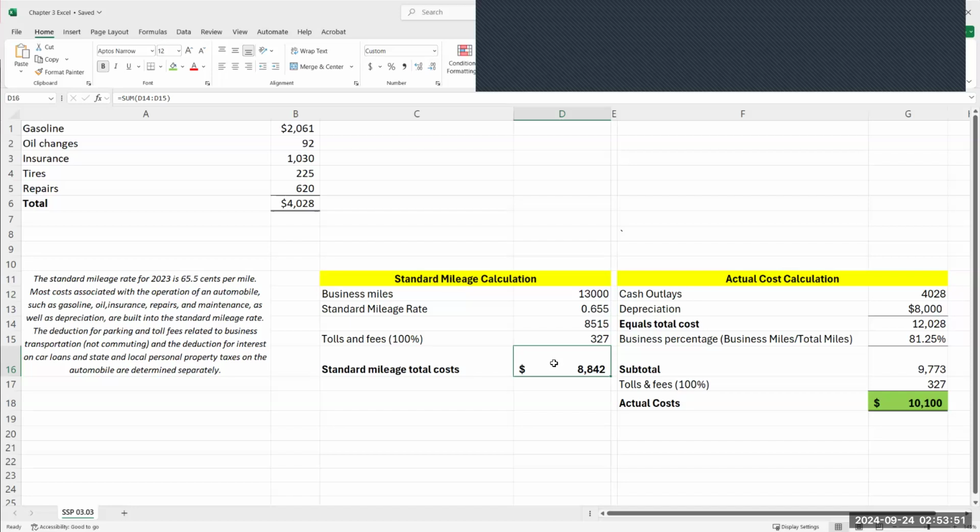But a change to the actual cost method can be made in any year. So keep that in mind. Again, I'm going to say it again so you understand. Of course, in this case, the 10,100 is going to work best in their case because we see there's a difference of about 1,000 or so. But if they do not use the standard mileage rate in the first year, they cannot use it in the following years, right? But if they use the standard mileage rate first, they can make a change to the actual cost method in the future. So just something to keep in mind.